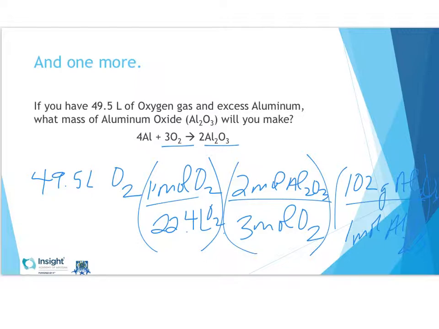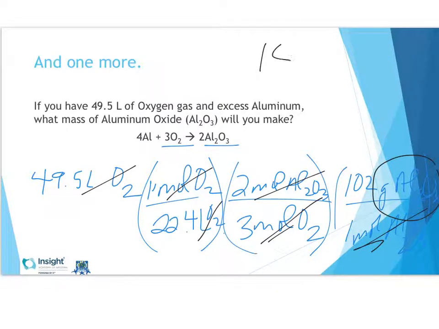So, double check my work. I have liters of O2 canceled, moles of O2 canceled, moles of aluminum oxide canceled, and I'm left with grams of aluminum oxide, which is what the question asked for. So now I just do my math. 49.5 times 2 times 102 divided by 22.4 divided by 3 gives me 150 grams of aluminum oxide.